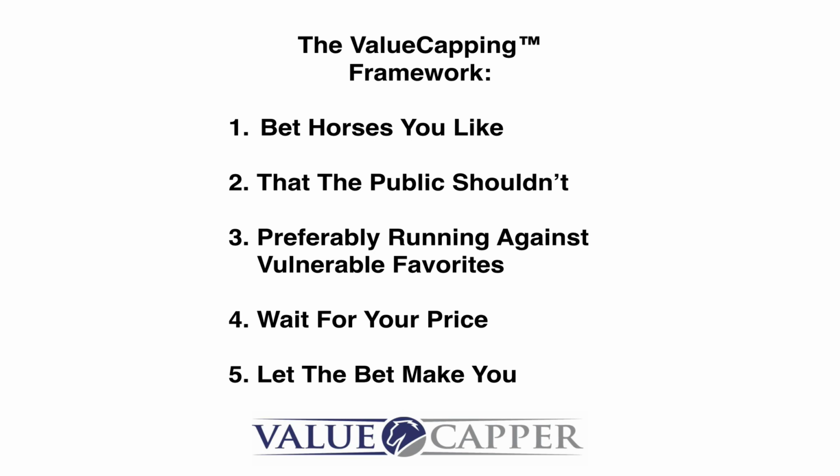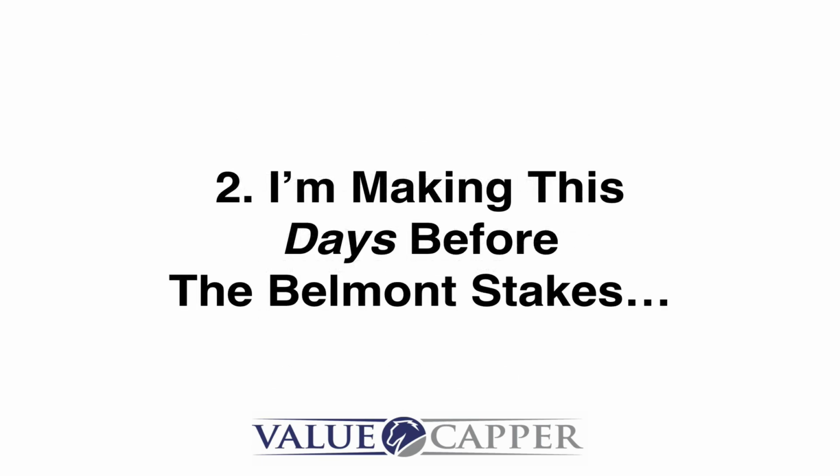Those are the principles that I want to demonstrate. I'll show you some horses that I like that the public shouldn't. I'll show you some races in the undercards where they're running against vulnerable favorites. I can't make you wait for your price. I know I will. And, yes, if you say, hey, I need to get 10-1 on this horse, and he goes off at 6-1 and he wins, and you think, oh boy, I should have bet it, well, that's part of the game, and that's part of letting the bet make you. The other thing is I'm making this days before the Belmont Stakes. It's actually Wednesday of Belmont week.